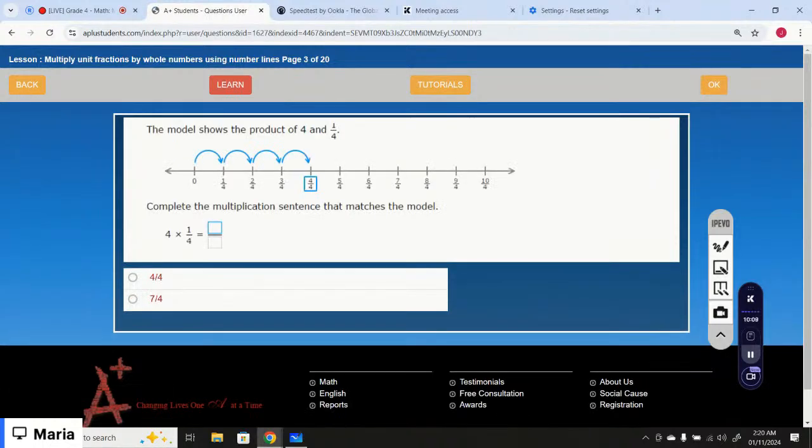The model shows the product of 4 and 1 by 4. Complete the multiplication sentence that match the model. 4 times 1 by 4. So which is the correct option? That is 4 by 4. Option number 1 is the correct option. So that is 4 over 4.